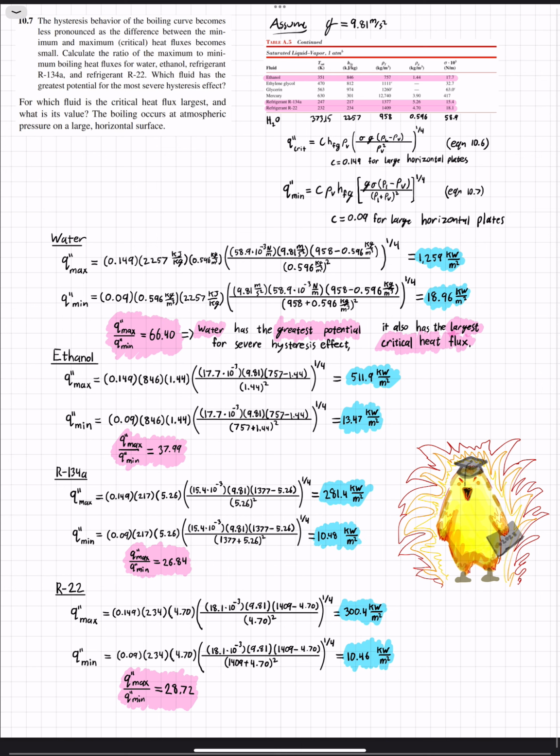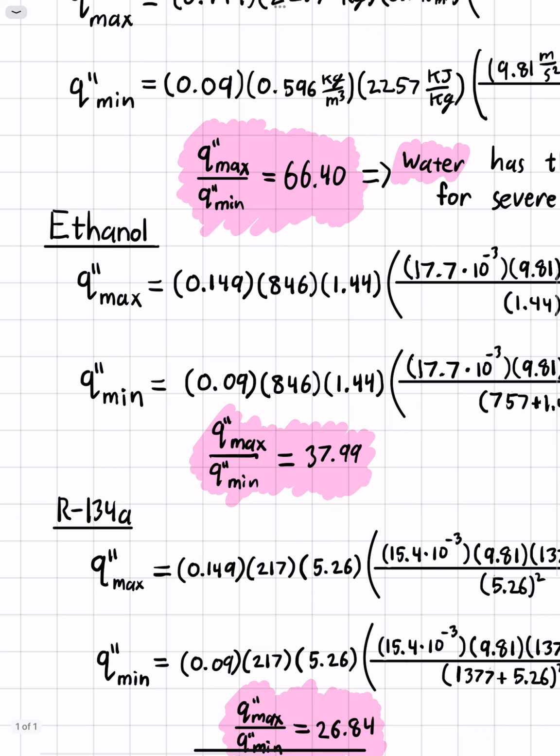For ethanol, you're going to get 37.99. For R134A, you get 26.84. And for R22, you get 28.72. So from this, we can see that the least pronounced difference would be for R134A, meaning it'll have the smallest amount of hysteresis effect. In contrast, water at 66.4 has the highest potential for a severe hysteresis effect. It also has the largest critical heat flux, which is another part of the question.